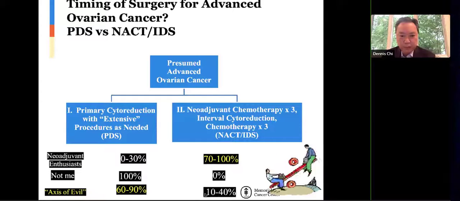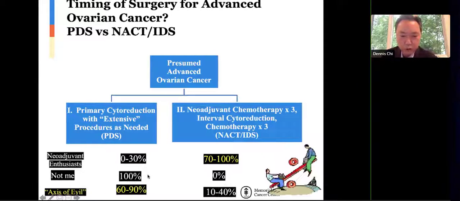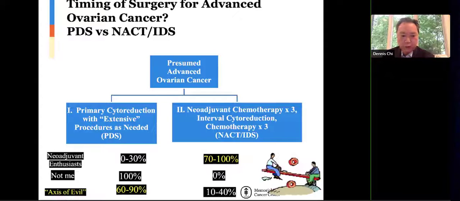And for the sake of debates, we're always told by the organizers, try to be very aggressive. If you're on the neoadjuvant side, try to say that 100% of patients should have neoadjuvant chemotherapy, and if you're on the other side, make it seem like 100% of patients in your institution undergo primary debulking.